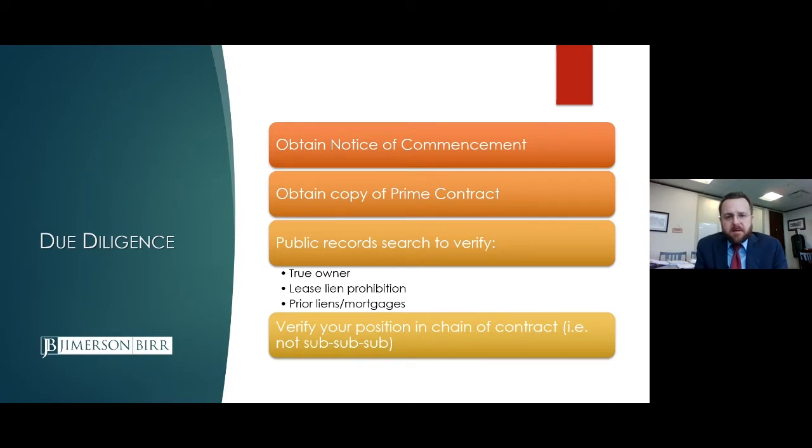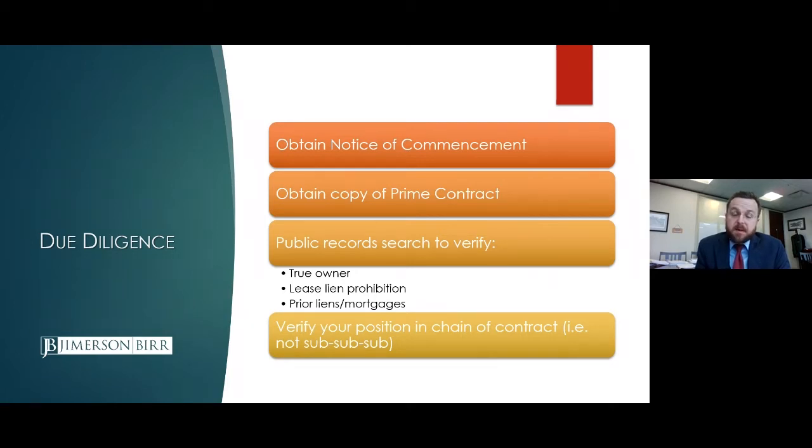And then last, in the due diligence, you should verify where you're at in the chain of contract. Are you in fact a sub and you didn't know it? We have a client who's a major subcontractor and sent a contract to us to review. And the first thing we do is due diligence. And lo and behold, they weren't going to be a subcontractor.